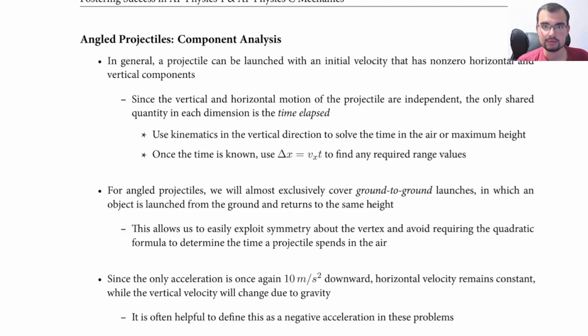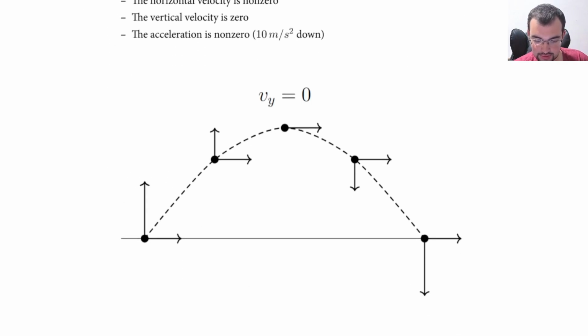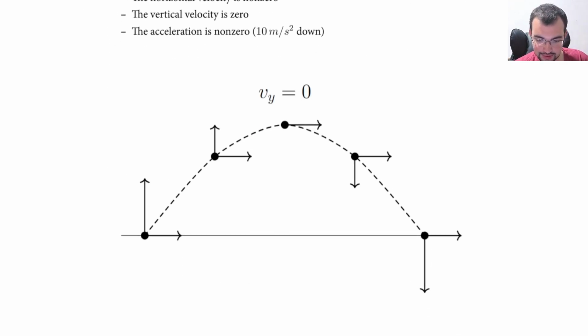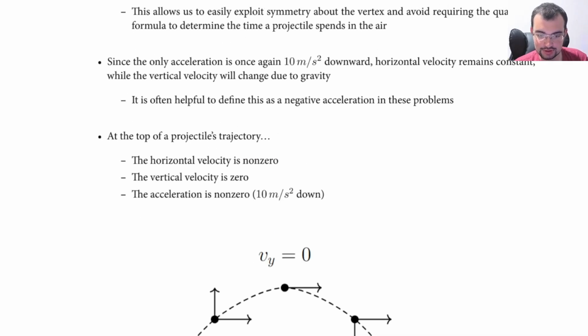So what we will do in this class, we're going to focus on what are called ground to ground launches. We start on the ground, we end on the ground. There's a lot of nice things there. It makes sure that we have zero net displacement. It makes sure that we can perfectly cut our picture in half at the midpoint. The time up equals the time down. And most importantly for me, in my love of mathematical elegance, we don't have to use the quadratic formula if we have these nice ground to ground launches.